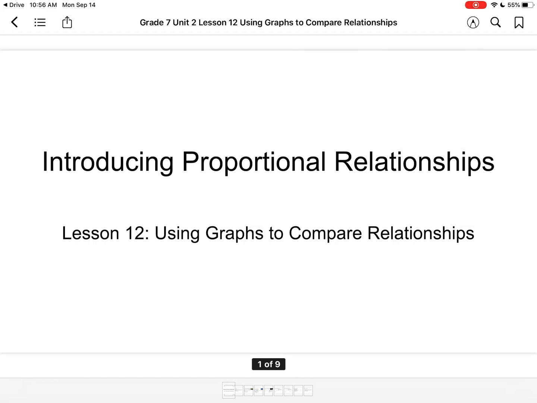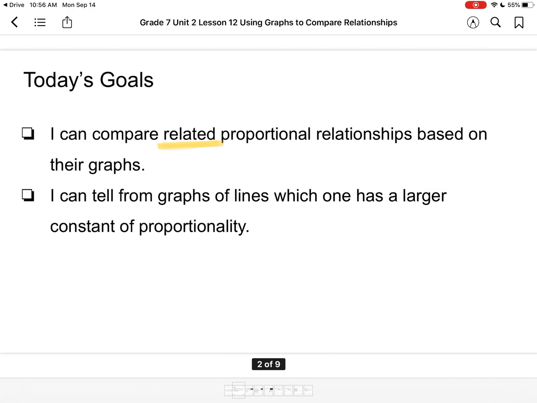Welcome back to the unit on proportional relationships. Today we're going to compare relationships on graphs. We're going to compare related relationships, meaning that we would look at graphs of, say, two cars, looking at their miles per hour, their speed, or we could look at two graphs looking at prices of fruit in two different stores, but we wouldn't compare a speed of a car and the price of bananas on the same graph. It has to be related.